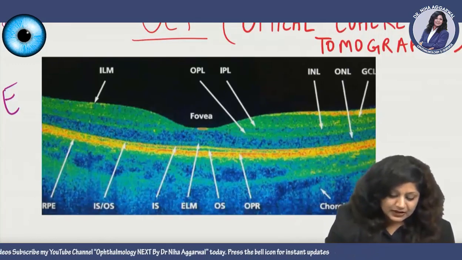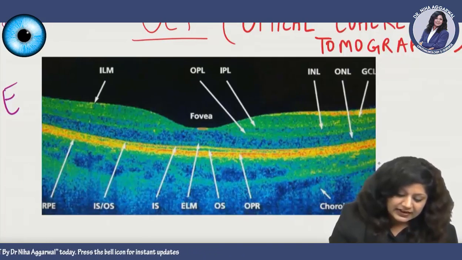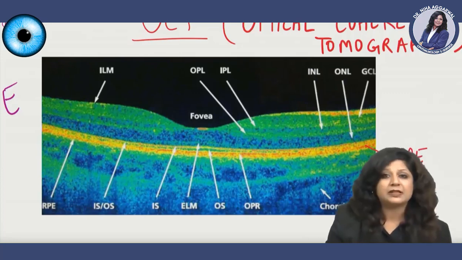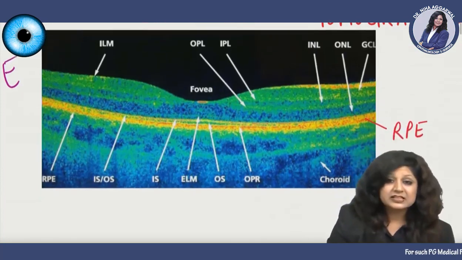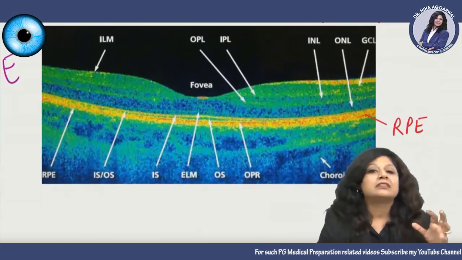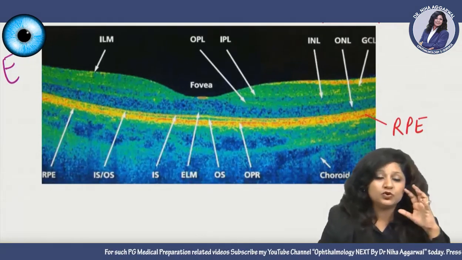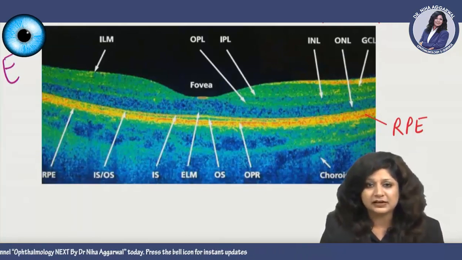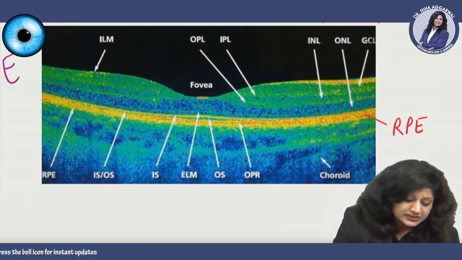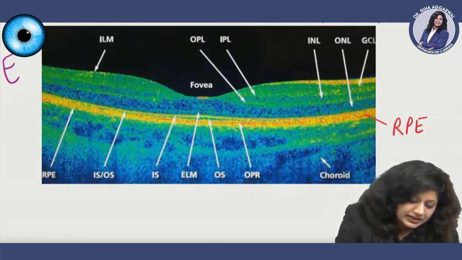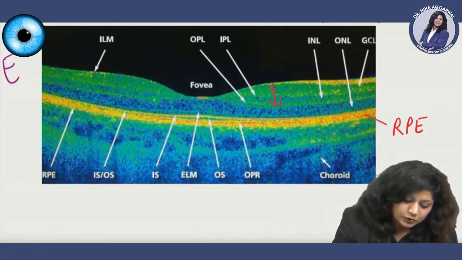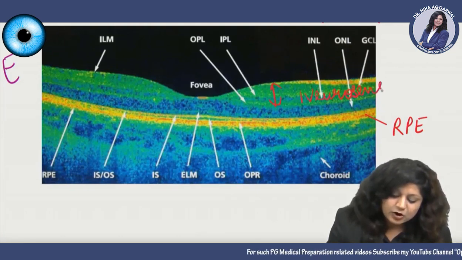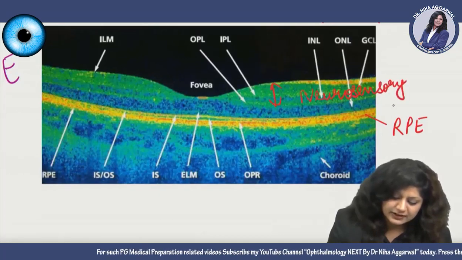Now, can you see here? See this red one. The red layer that you can see here is the outermost layer, that is the retinal pigment epithelium. As I say that this is the pigment epithelium, therefore it is reddish in color. You will see a red bright layer, that is the pigment epithelium. Okay, then you can see this green area. This green area is what you call the neurosensory retina.